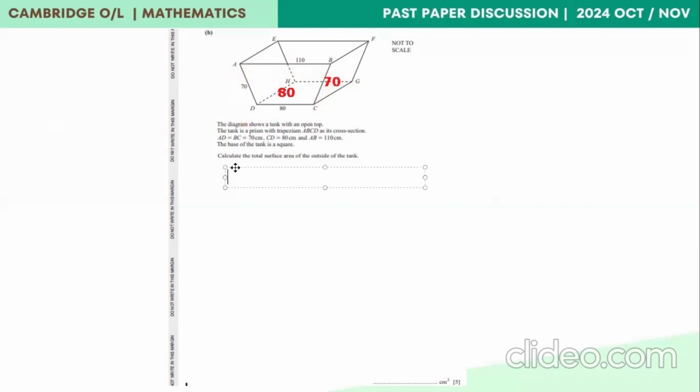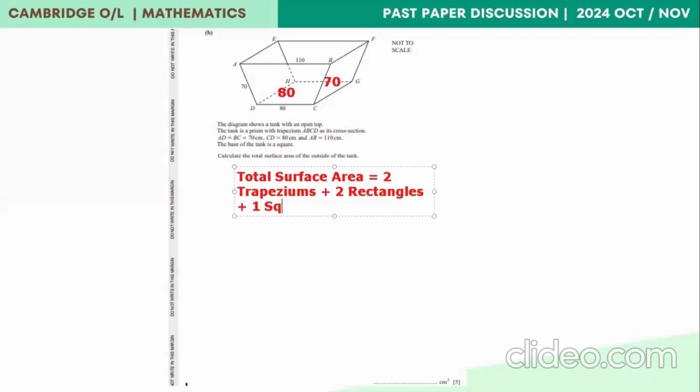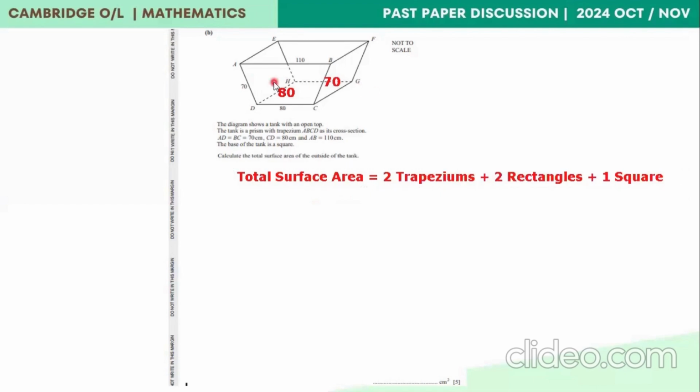So now if I write the formula, total surface area is equal to two trapeziums plus two rectangles plus one square. From this formula, how will it be clear? There are two trapeziums here, two rectangles here, that is this and this. Also, we have one base as a square.